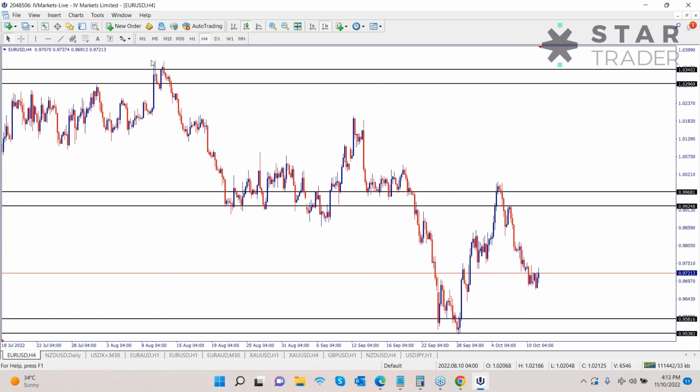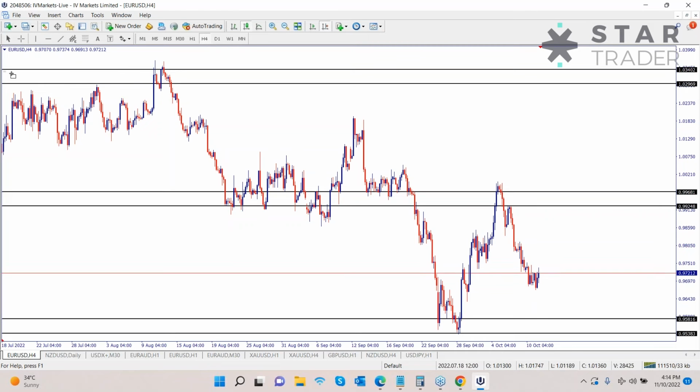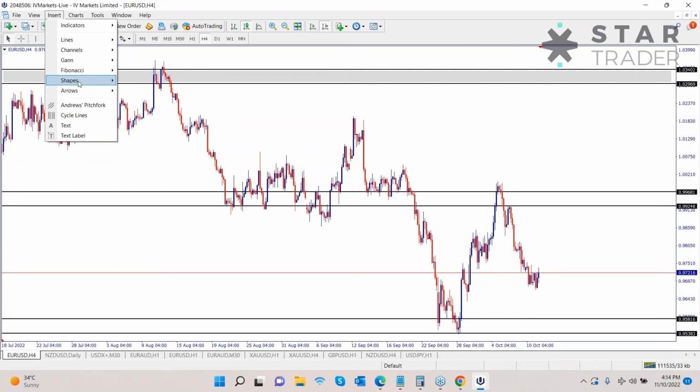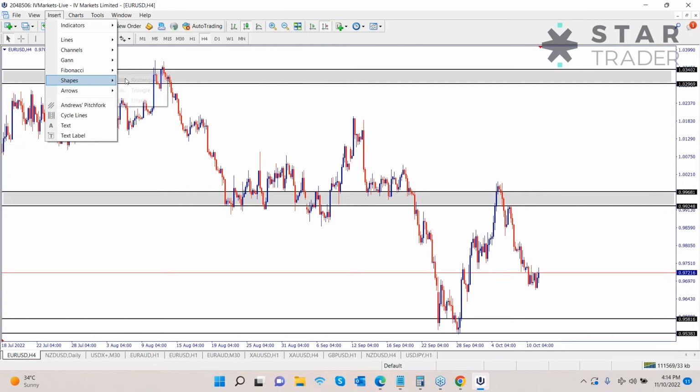As you can see, we have the areas now. Okay, so in this chart from top to bottom, we have this support and we have this resistance, we have this support, and again, we have this resistance and we have this support. Okay, so if you want to draw the rectangle, just simply go to the shapes and you can draw the rectangle to identify your support and resistance. So now, as you can see, we have these support and resistance areas in the market.